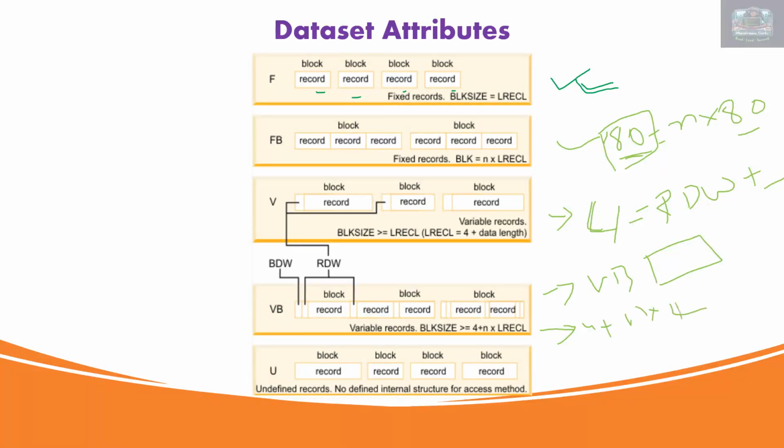And the last one is undefined. It can be in any form. It could be bigger records or smaller records, bigger blocks, smaller blocks. So that's how it ends.